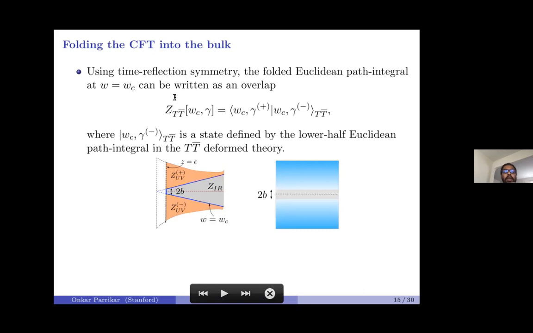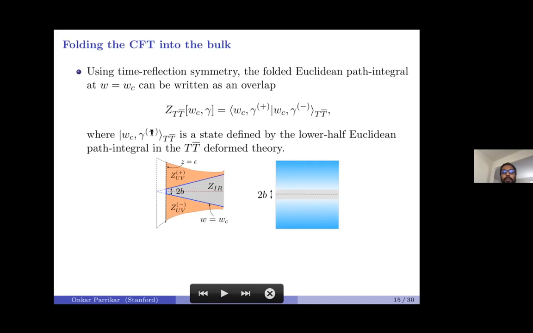Okay, anyway, so we can take the partition function of this T-Tbar flowed theory, and we can interpret that partition function as an overlap. This overlap is just the overlap between the lower half portion of that path integral and the upper half portion of the path integral. So you could visualize the effective field theory path integral on this folded slice as the picture on the right here as a Euclidean path integral between something on the lower half portion and something on the upper half portion. The lower half portion creates a state that I'm going to denote by putting the parameter WC and the induced metric gamma minus.